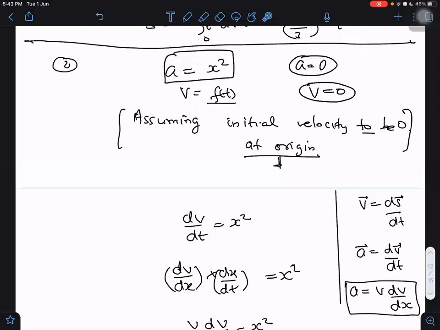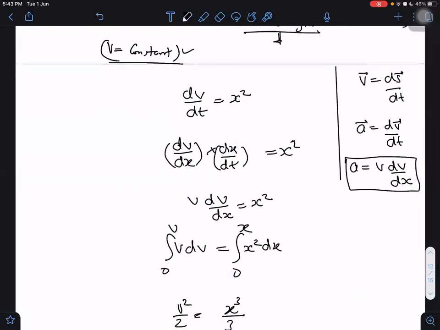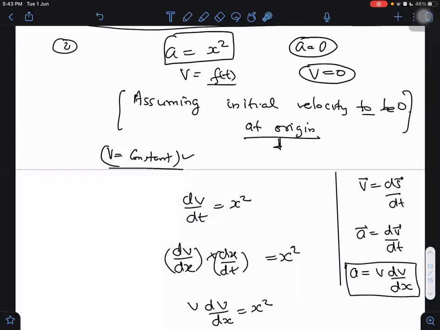It cannot change. So we could have given the answer directly: velocity does not vary with time and velocity is constant. That would be the answer. So we can check such things before solving the problem.